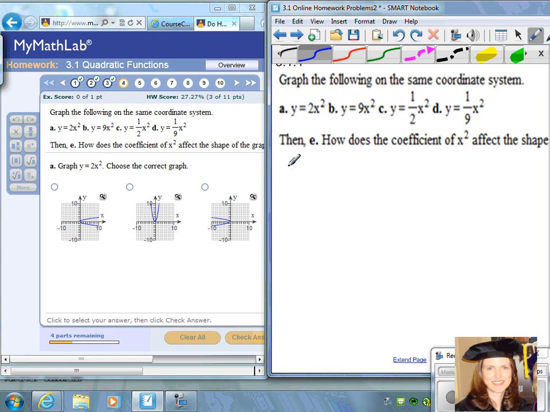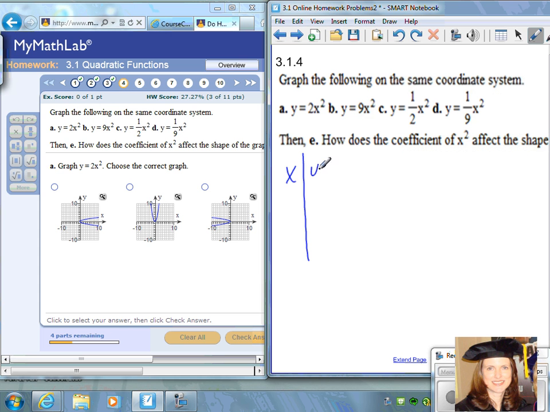For example, you can make a table of values, although hopefully you're not relying on this late in the semester, but if you need to, you would plot a couple of points: 0, -1, and +1. You're plugging those into the function y is equal to 2x squared. Plugging in -1, squaring it, and then multiplying by 2, you get 2. Plug in 0, you get 0. Plug in 1, you get 2. And then you can plot those 3 points.